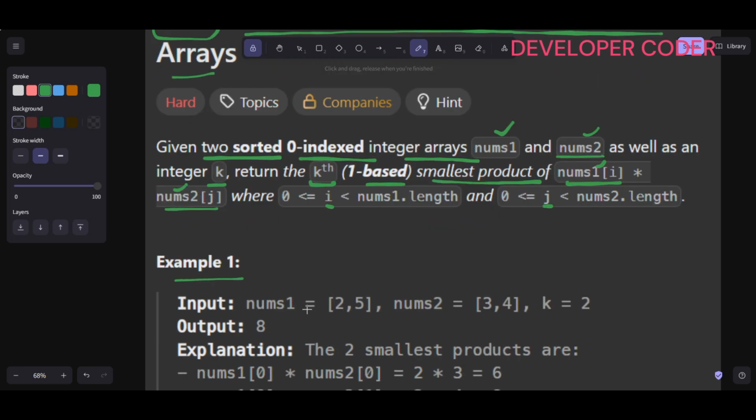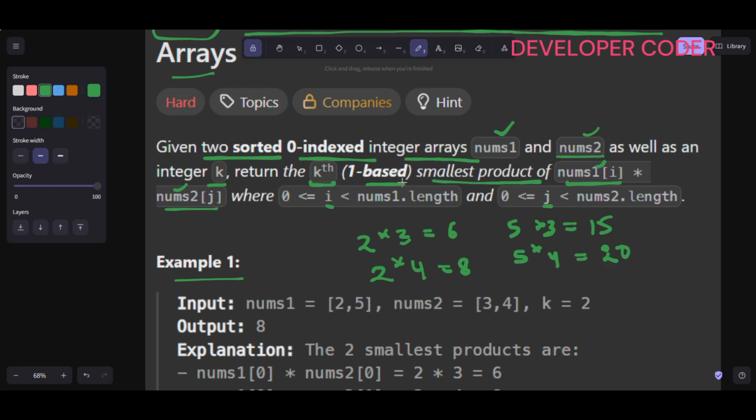If you see in this example number 1, from nums1 you pick 2 and from nums2 you pick 3. This is one way. So 2 times 3 you are going to get 6. You can also pick 2 from nums1 and 4 from nums2, you are going to get 8. You can also pick 5 from nums1 and 3 from nums2, you are going to get 15. And if you pick 5 from nums1 and 4 from nums2, then you are going to get 20.